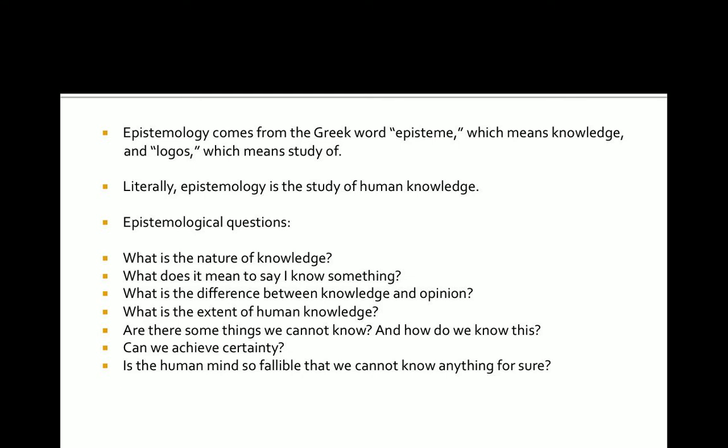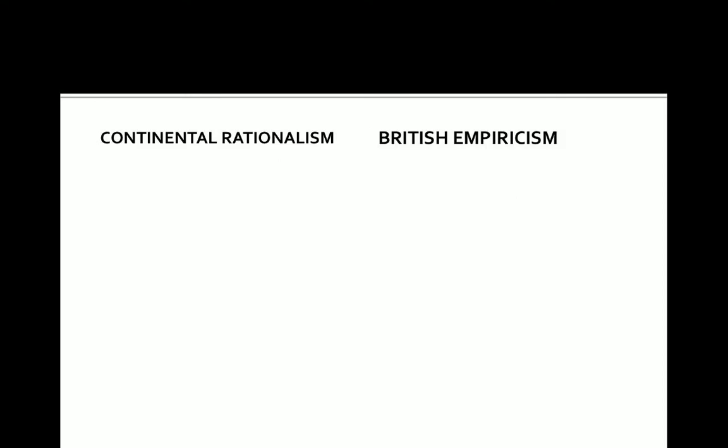Okay, so those are some of the questions that epistemologists would explore. But what about some of the issues that divide philosophers when it comes to the study of epistemology? Well, traditionally, there have been two different camps or two different schools of thought when it comes to this question. Continental rationalism on the one hand, and British empiricism on the other. Continental rationalism is typically associated with thinkers such as René Descartes, Baruch Spinoza, and Gottfried Wilhelm Leibniz, all of whom we will discuss at varying lengths throughout the course.